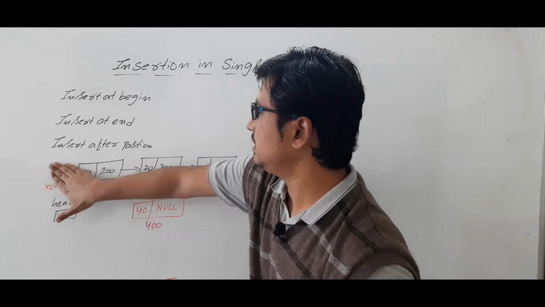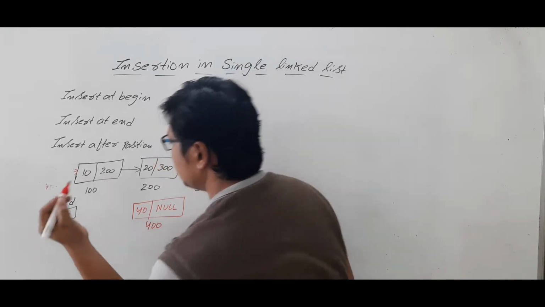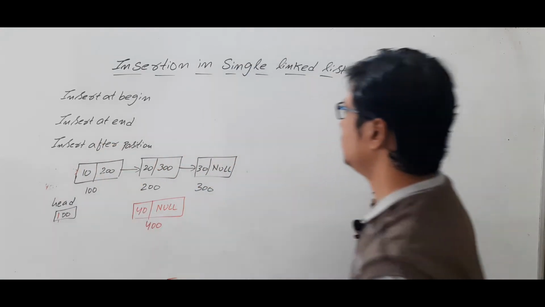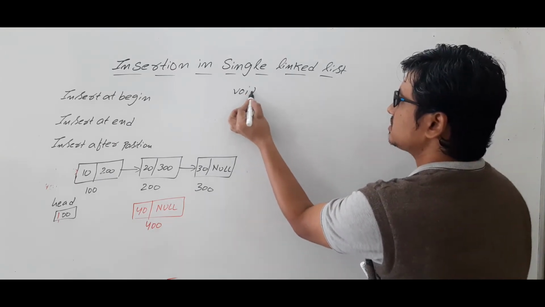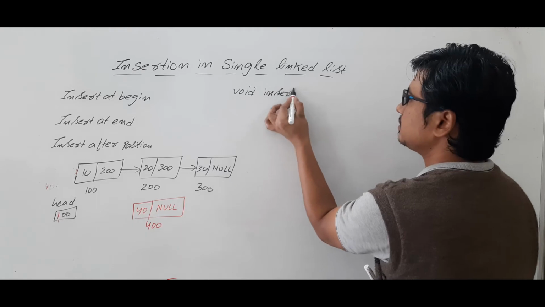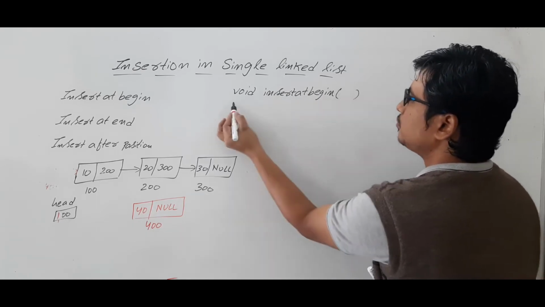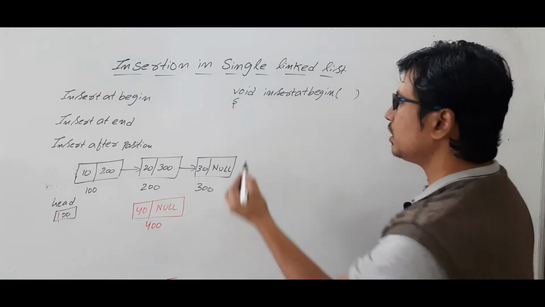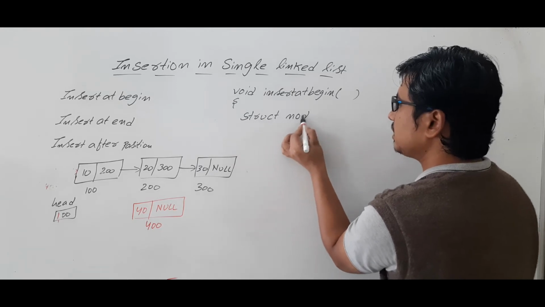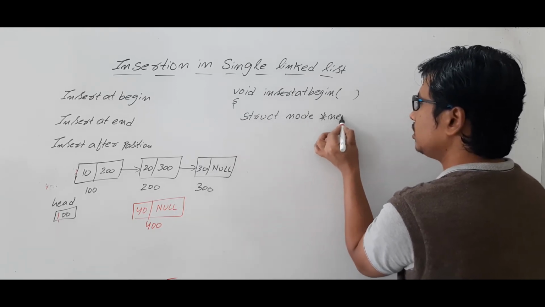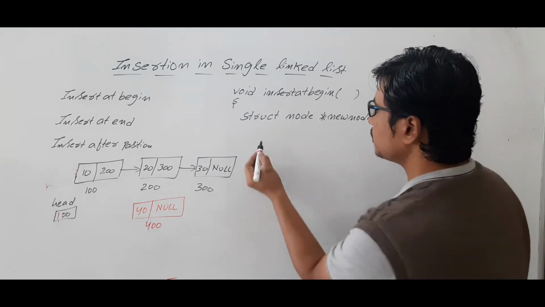So let me discuss with pseudocode. Initially we have 100 like this, so this node is pointing. Let me write a user defined function called insert at begin. This is the user defined function I am writing. So if you want to insert a new node, what you need to do? You have to declare a pointer variable called new node. Is it clear?